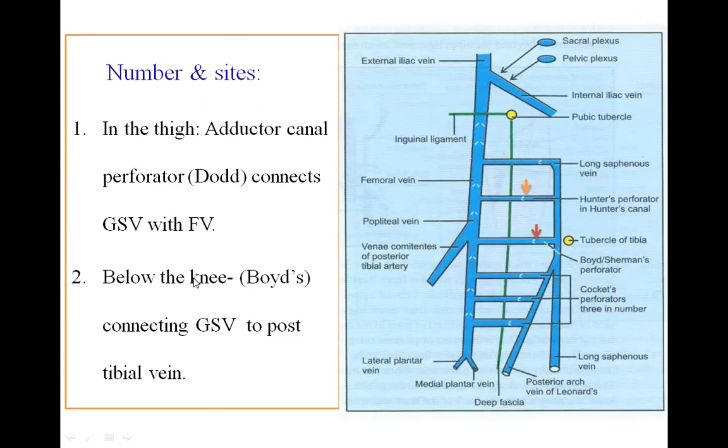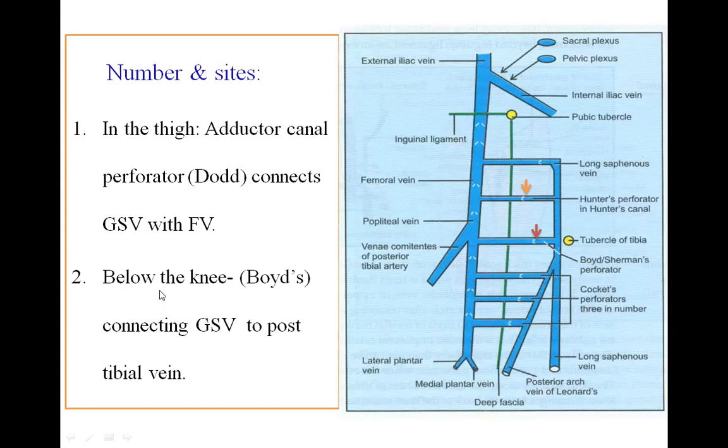Below the knee, there is a perforator. Here is the adductor canal perforator, which is also known as the Hunter's perforator, which is present in the Hunter's canal or the adductor canal, which connects the great saphenous vein with the femoral vein. Here is the femoral vein. Here is the long saphenous or the great saphenous vein, and in the adductor canal, these two veins are connected by a perforator, and that perforator is known as the Hunter's perforator or the adductor perforator or the Dodds perforator.